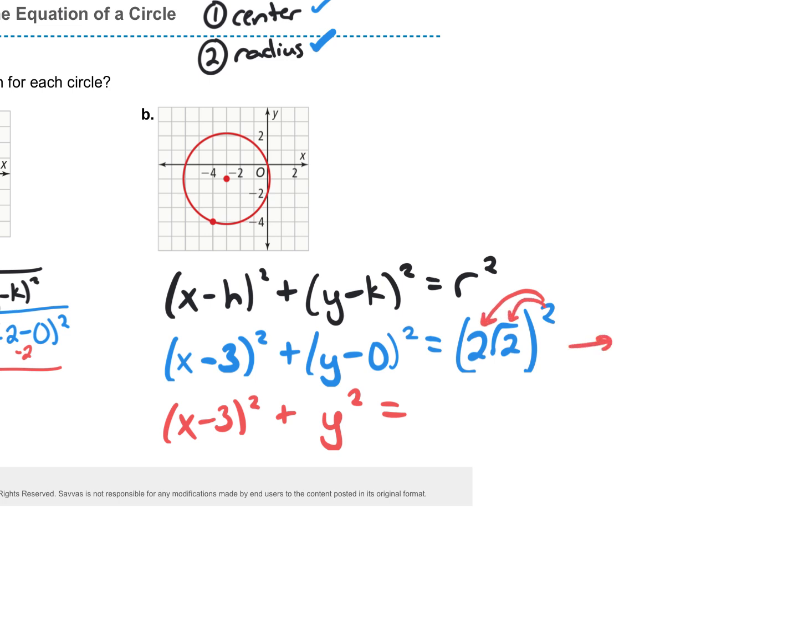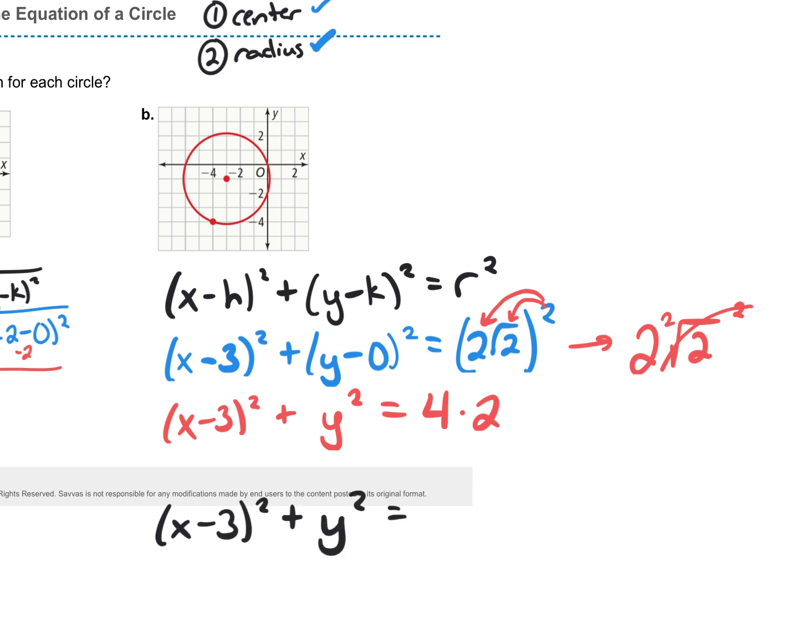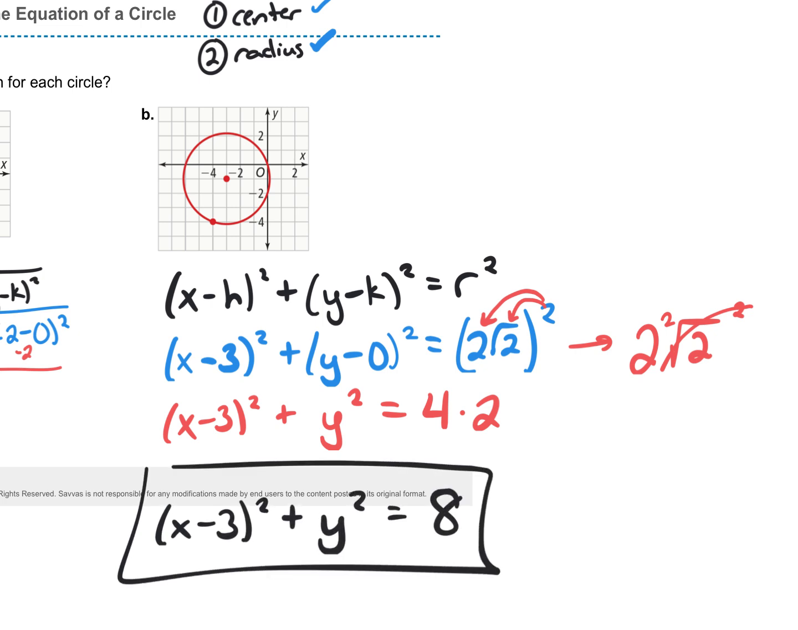It's going to turn into this. It's going to go 2 squared and square root of 2 squared. So that square goes to both terms inside. So what's 2 squared? 4. What happens to this? The square and the square root cancel, so I'm just left with 2. And then can I simplify one more? What's 4 times 2? 8. This is our final equation of a circle.